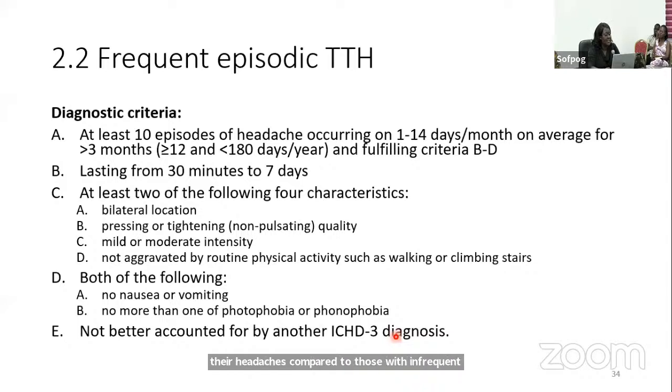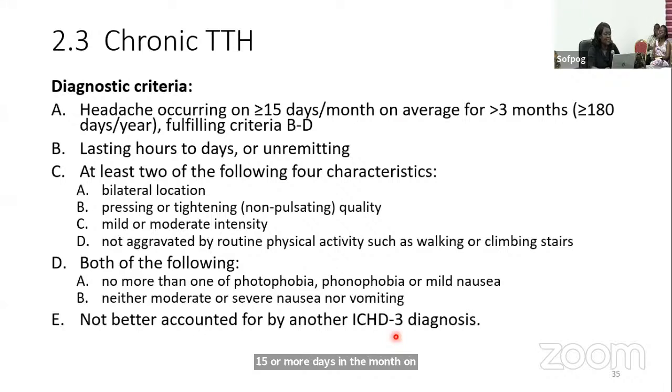Then for chronic tension type headaches, they have it on 15 or more days in a month on average for more than 3 months in a year. And it fulfills the same criteria. It lasts hours to days. It should have 2 of the 4 characteristics I described earlier. And then there should be no more than 1 of photophobia, phonophobia, or mild nausea. It's only in chronic tension type headaches that they may have some mild nausea. There should not be severe nausea or vomiting associated with chronic tension type headaches.